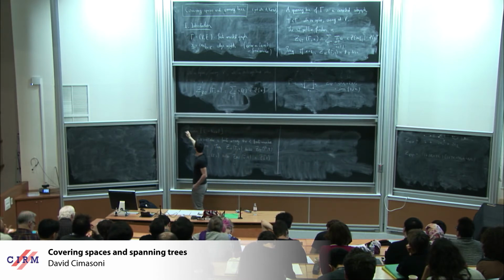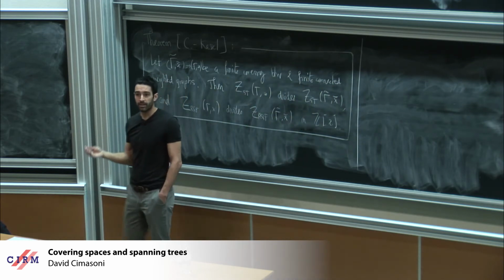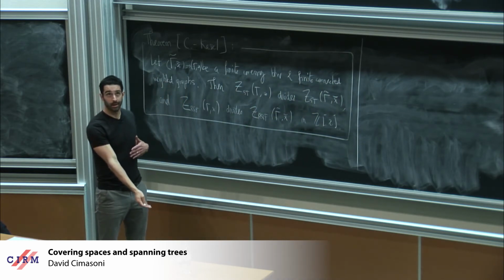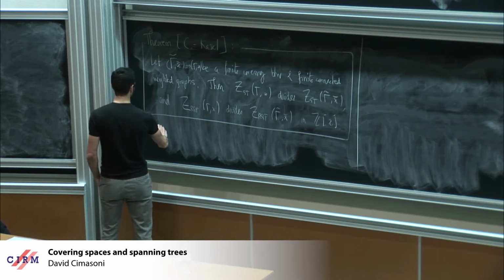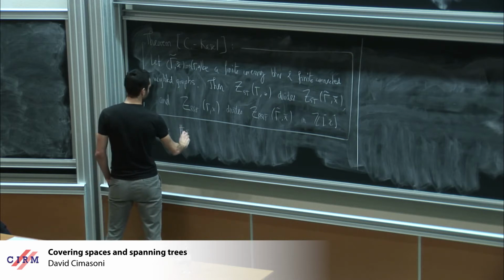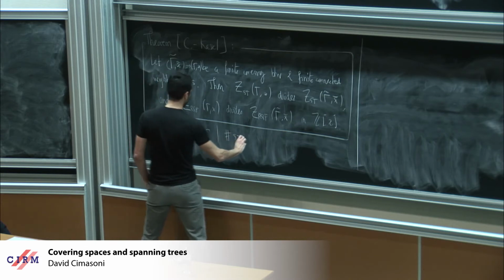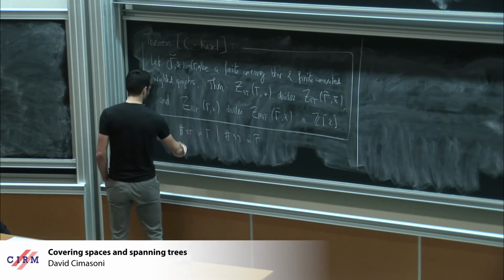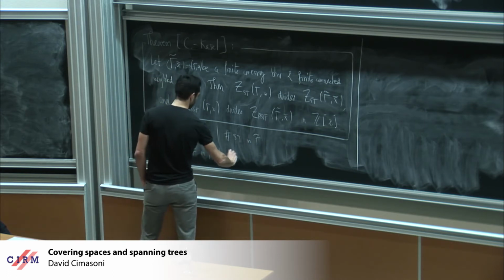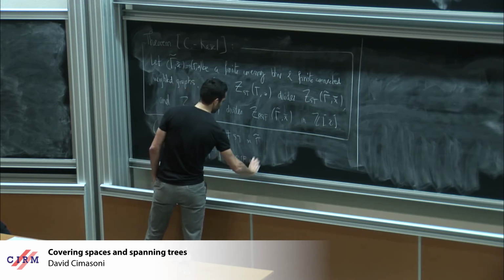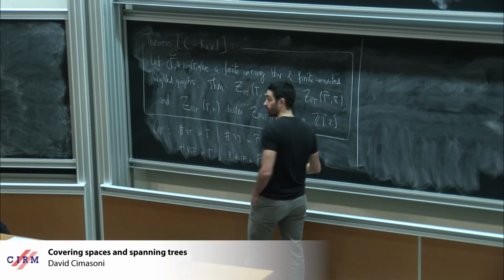And of course, the very nice corollary is that if you set all the weights to be equal to 1, then you get that the number of spanning trees at the bottom divides the number of spanning trees at the top. Okay, so corollary. The number of spanning trees in gamma divides the number of spanning trees in gamma tilde, and same thing for rooted spanning forests. So this is an immediate corollary, just set all the weights equal to 1.